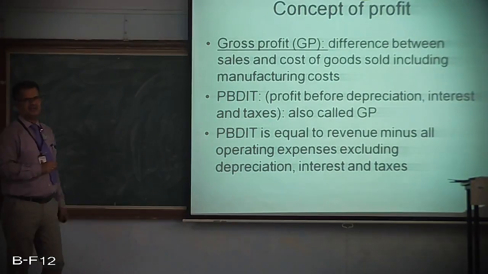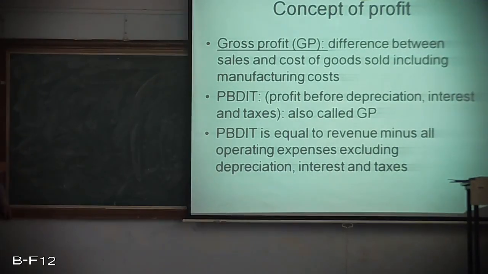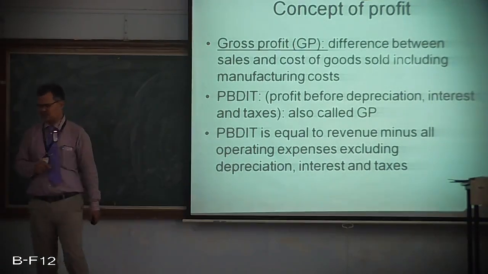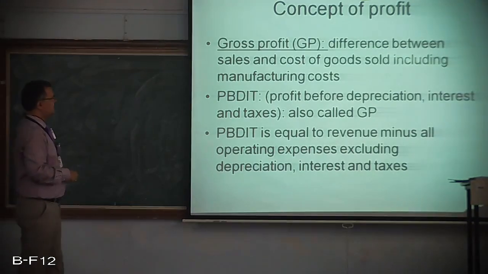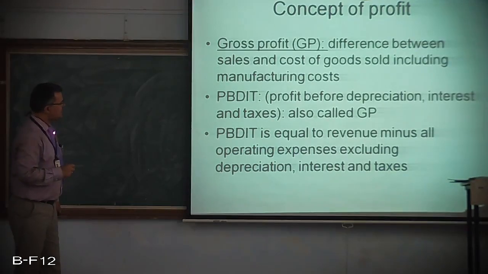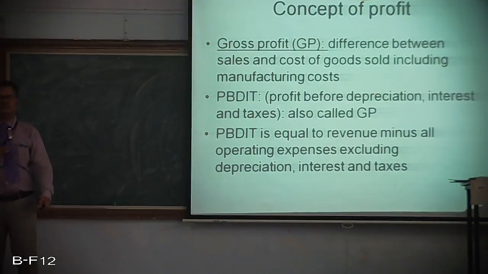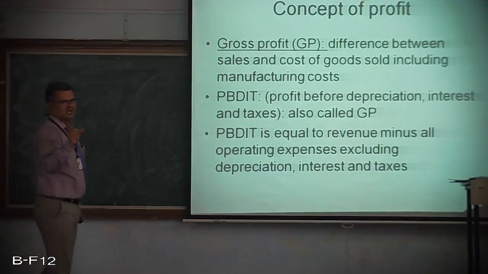One more thing, normally, in accounting terms, you're going to use PBDIT. PBDIT is profit before depreciation, interest, and taxes. Of course, it's also sometimes similar to GP, because gross profit includes all these things, that is depreciation, interest, and all. So PBDIT is equal to total revenue minus all the operating expenses, including depreciation, interest, and taxes. That's called PBDIT, profit before calculating depreciation.